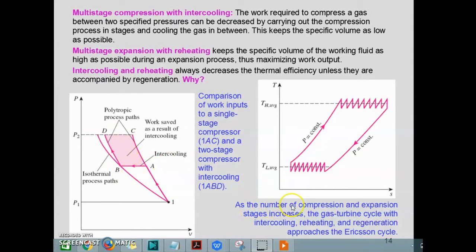As the number of compression and expansion stages increases, the gas turbine cycle with intercooling, reheating, and regeneration approaches the Ericsson cycle. So if we increase the number of reheating and intercooling processes here, the TS diagram of the Brayton cycle will approach the Ericsson cycle. Keep in mind that intercooling and reheating without the regeneration process will decrease the thermal efficiency.